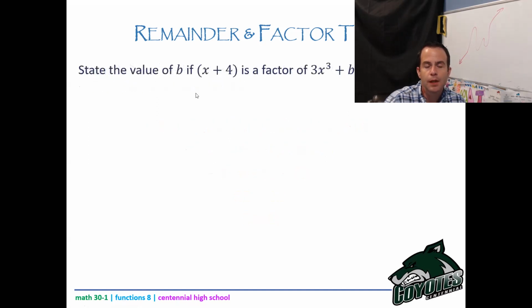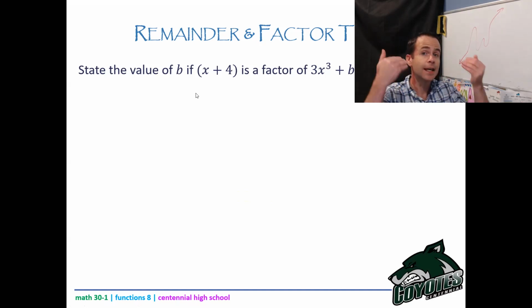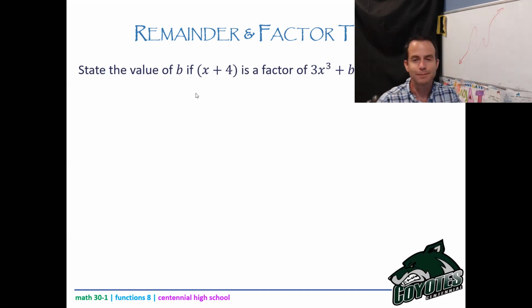Awesome. Okay, state the value of b if x plus 4 is a factor of 3x cubed plus bx squared minus 6x plus 40. This is essentially the same question. It's just instead we said that it was a factor. So if it's a factor, that's a fancy way of saying the remainder is 0. You guys are not as excited as me.